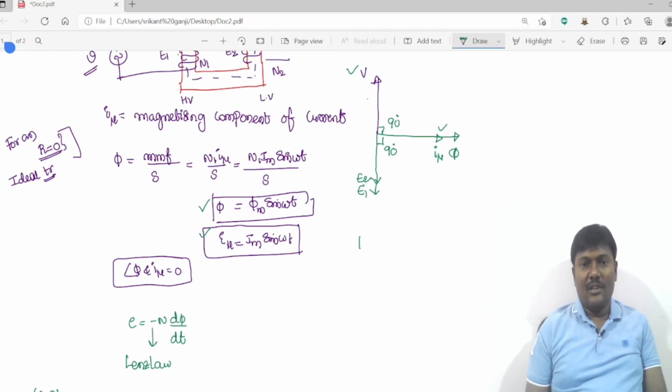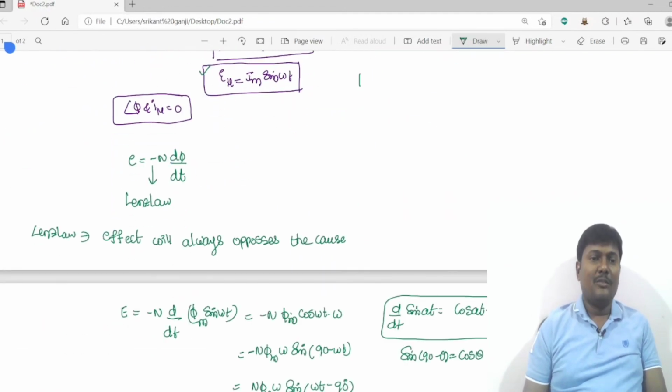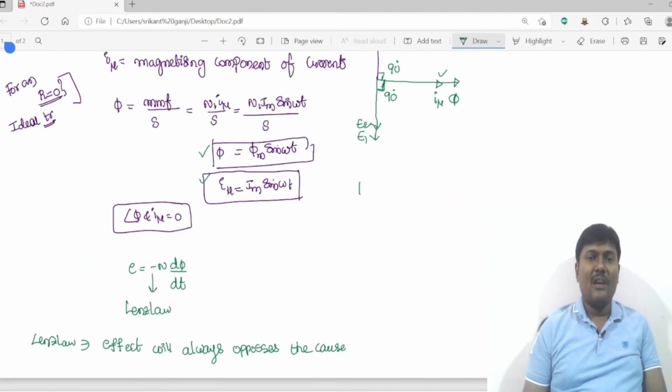The production of EMF is due to the flux. That's why it will oppose. During that, a time delay of 90 degrees is produced. We can prove it mathematically also. E is equal to E max sine of omega t minus 90 degrees.